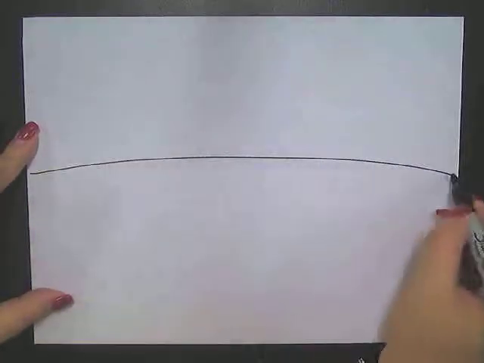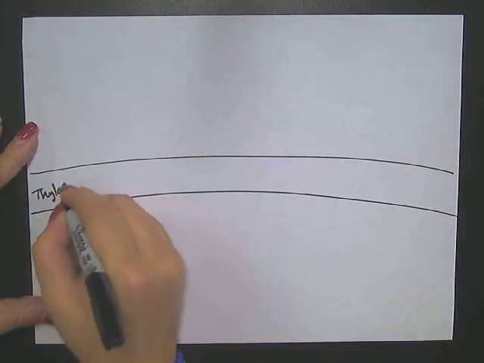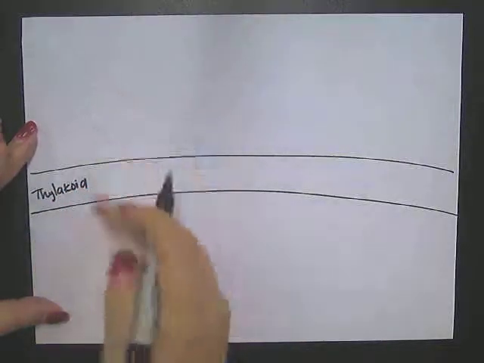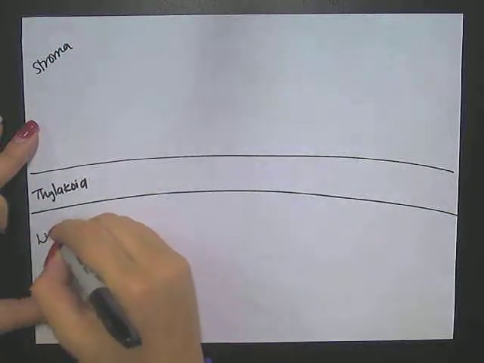Hey everyone, here are your light-dependent reactions. I'm going to start by drawing your thylakoid membrane and separating out the stroma from the lumen.